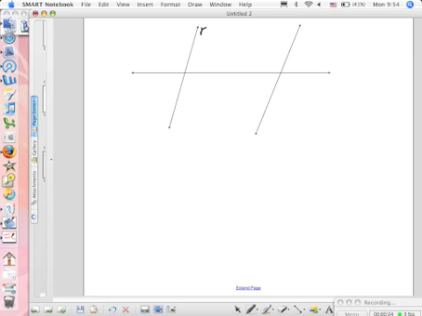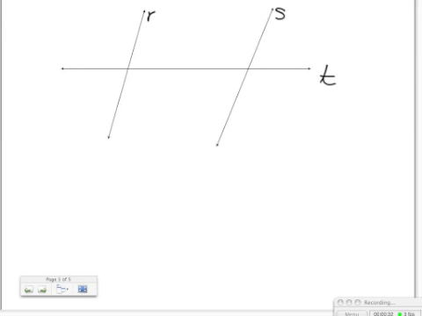This is line R, this is line S, this is line T. We've already identified certain types of angles and their relationships to each other. Yeah, R and S.